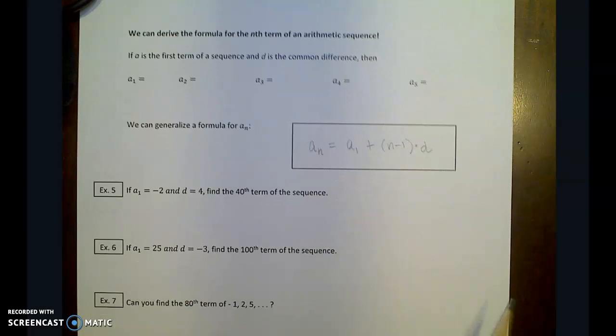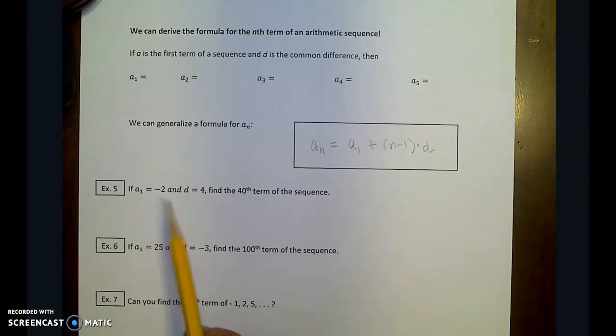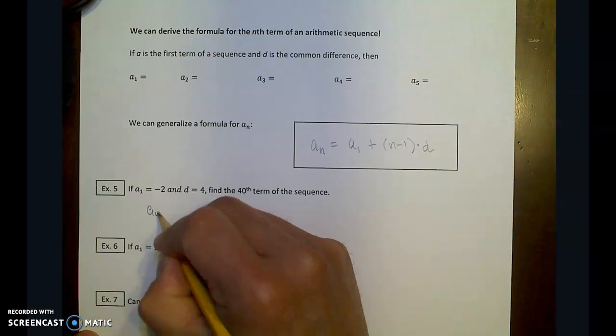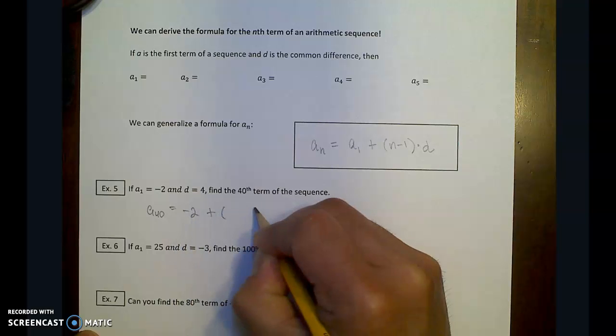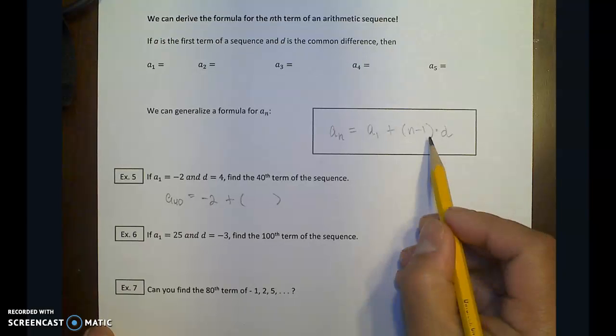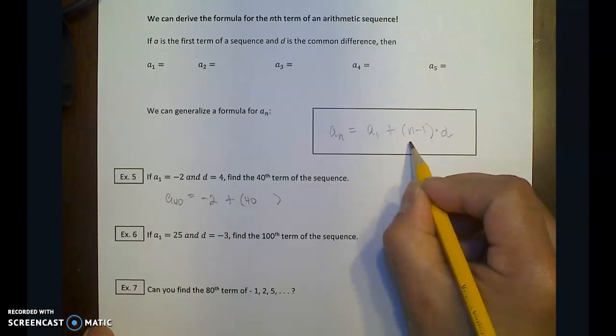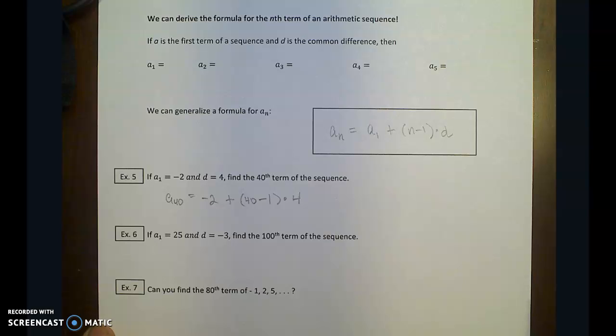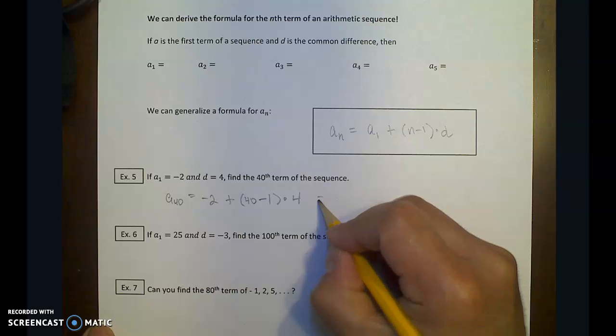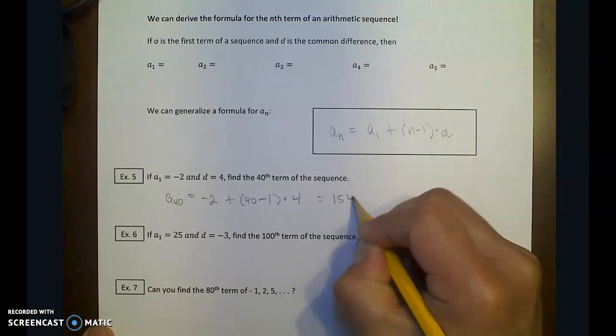To show you how to use this, we'll move on to example 5. Given the first term is negative 2 and the common difference is 4, we want to find the 40th term in the sequence. Instead of just adding 4 a bunch of times, we're going to use this formula. I want you guys to use this formula. To find the 40th term, we take the first term, which is negative 2, and add to it the product of n minus 1, so 40 for the 40th term, where n represents the term number, minus 1, times the common difference. You plug that all into your calculator, do the math, and you get the 40th term is 154.